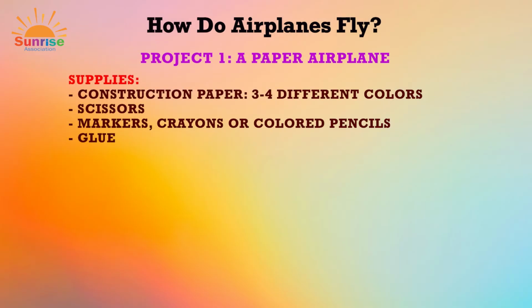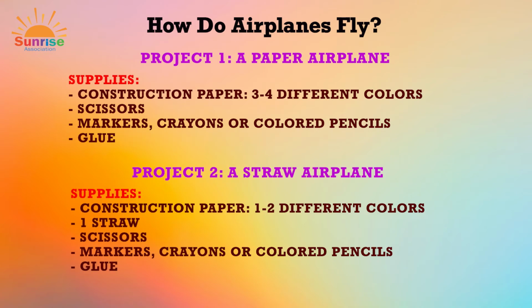Project 1, a paper airplane. Supplies needed: construction paper in 3 to 4 different colors, scissors, markers, crayons or colored pencils, and glue. Project number 2, a straw airplane. Supplies needed: construction paper in 1 or 2 colors, 1 straw, scissors, markers, crayons or colored pencils, and glue.